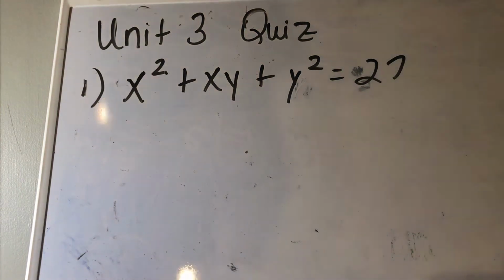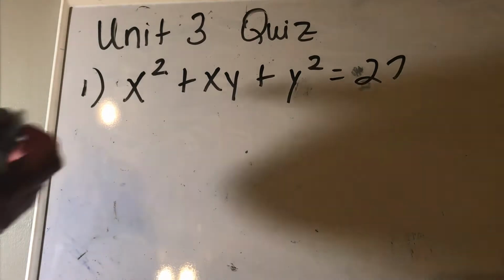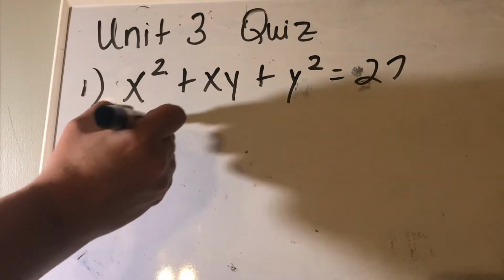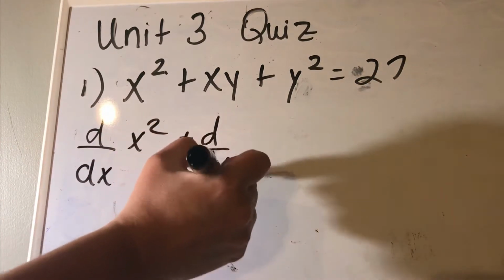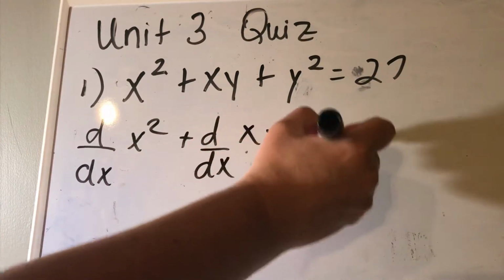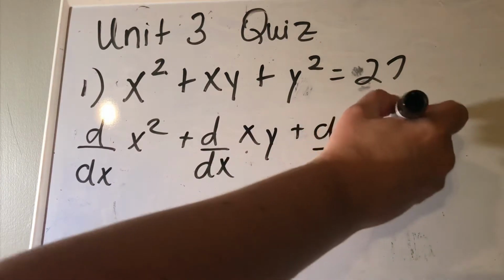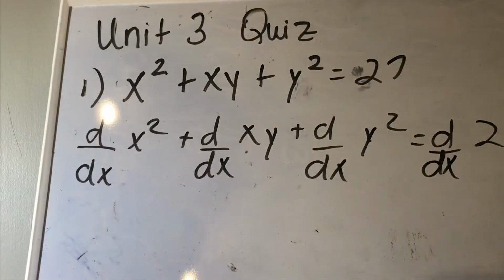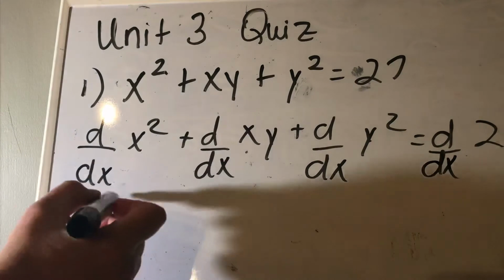Alright, this video is going to go over the Unit 3 quiz that you've got on AP Central. And number 1 is to find the slope of the curve, and that's going to always mean derivative. So I'm going to do the derivative of each part of number 1 with respect to x. The derivative of x squared is 2x.